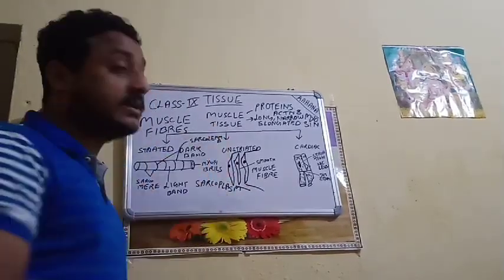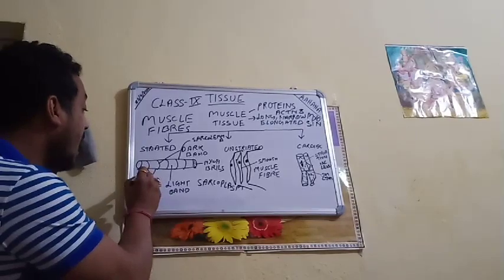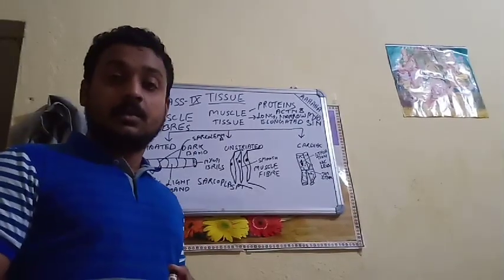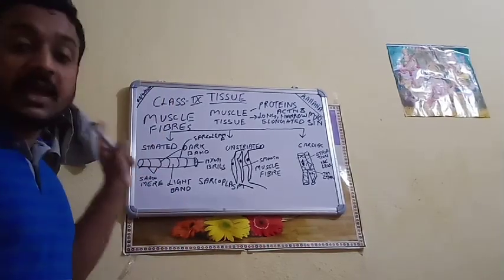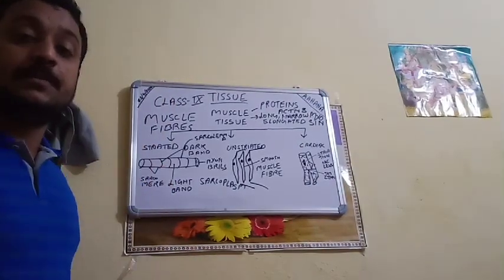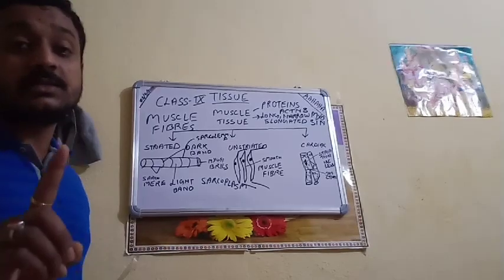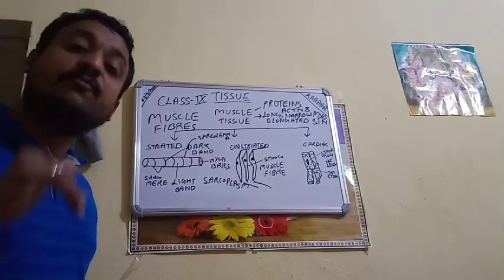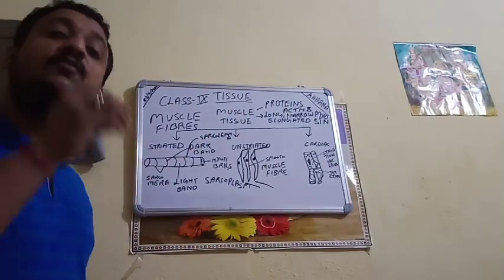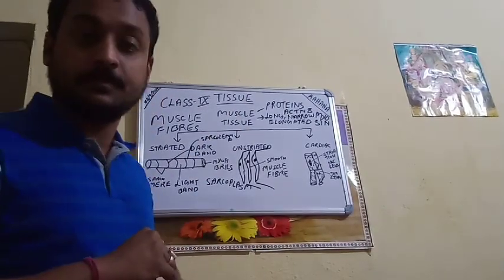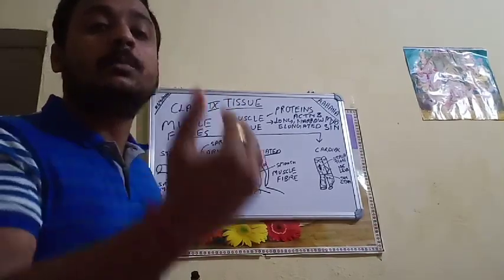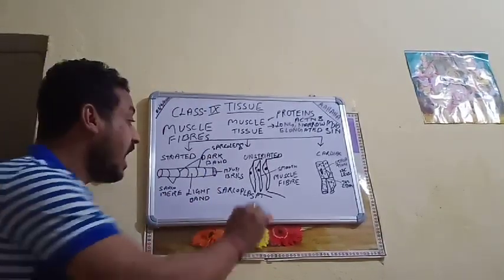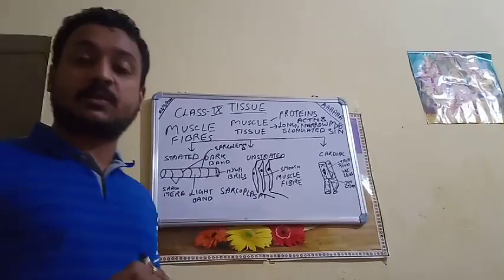Now, why the name unstriated? Because it does not have dark and light bands like the striated muscle. Striated muscles can contract and relax very easily, but unstriated muscles take some time to contract, and once contracted, it will stay contracted for a longer period of time, and then slowly it will relax. Means the functioning of striated muscle is faster as compared to the unstriated muscles.